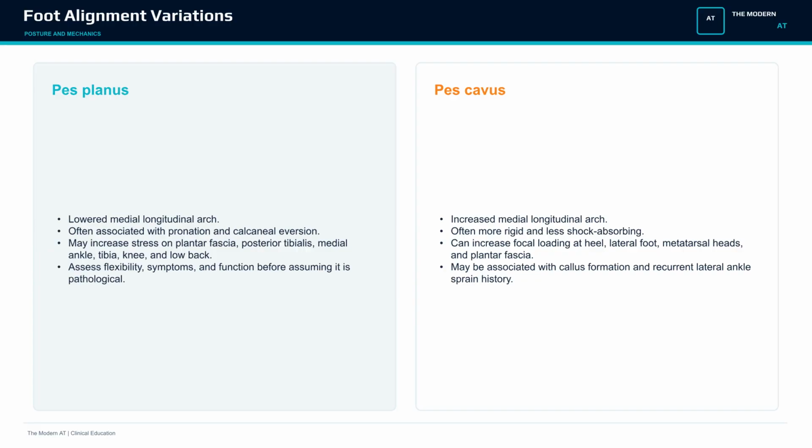Pes planus involves a lowered medial longitudinal arch and often more pronation or calcaneal eversion. In some athletes, that may increase stress through the plantar fascia, posterior tibialis, medial ankle, tibia, knee, or low back. Pes cavus is often more rigid and less shock absorbing, increasing focal load at the heel, lateral foot, metatarsal heads, or plantar fascia. For both foot types, connect posture to symptoms, footwear, function, and tissue irritability before making clinical decisions.